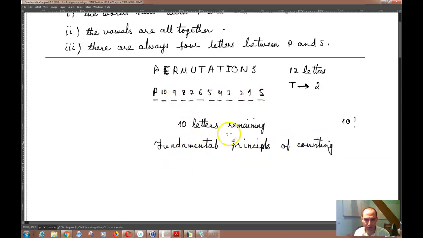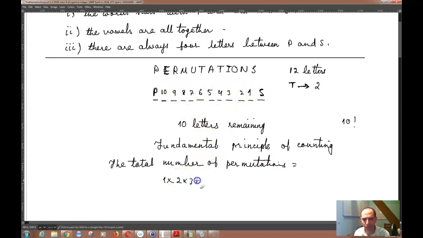which gives you the total number of permutations, which would be 1 times 1 times 2 times 3 times 4 times 5 times 6 times 7 times 8 times 9 times 10, which is equal to 10 factorial. What we got here.